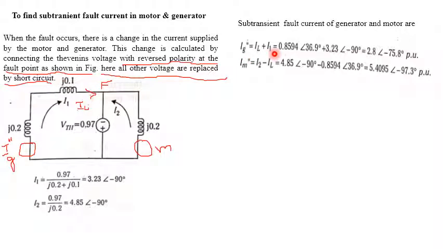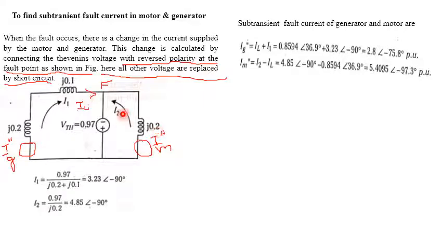The IL value we have already got; this is the actual value, 0.8594, which is in the previous slide. And I1 we have got, this is 3.23. So you have to remember this value, which is in terms of the current. Similarly, Im double dash you will get.